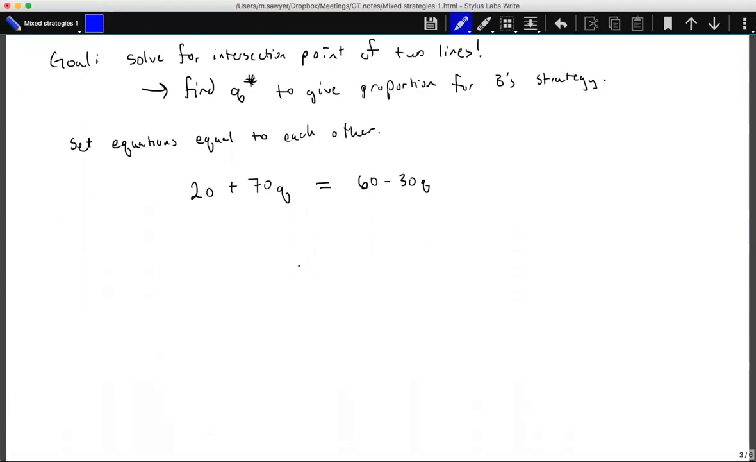And so we've got 20 plus 70Q. This is our E sub A, the expected value of A moving up is equal to the expected value of A moving down. So we set these two equations equal to each other, subtract off 20 from both sides. So we get 70Q is equal to 40 minus 30Q. Add 30Q to both sides.